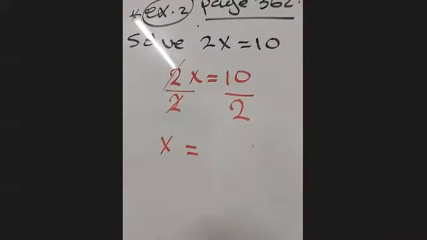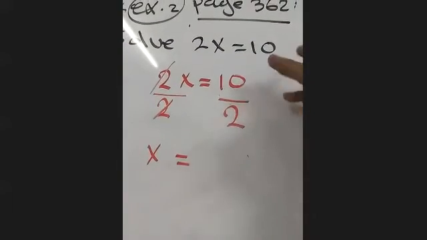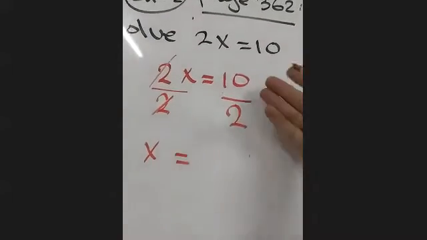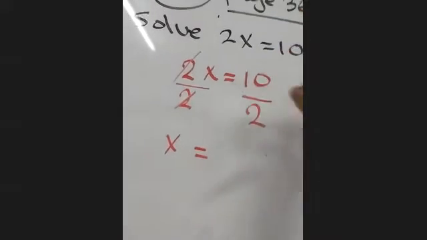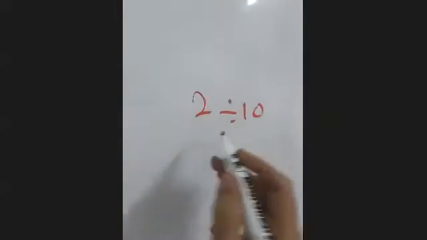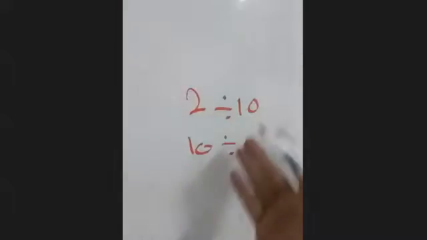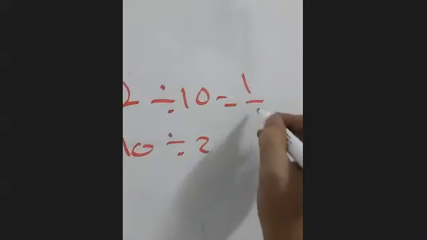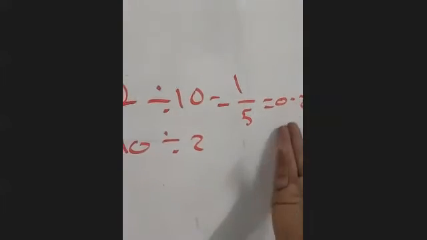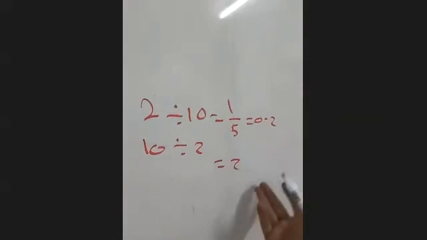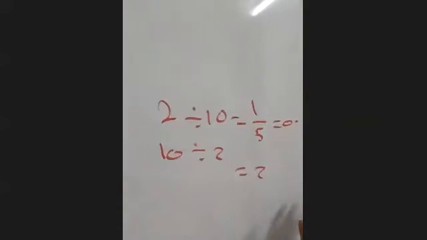So this x is equal to 5. Focus, you are saying it wrong. This is not 2 divided by 10, it is 10 divided by 2. 2 divided by 10 is not like 10 divided by 2. They are different. 2 divided by 10 equals 1 over 5, which is 0.2. There is a big difference between them. Okay? So focus.